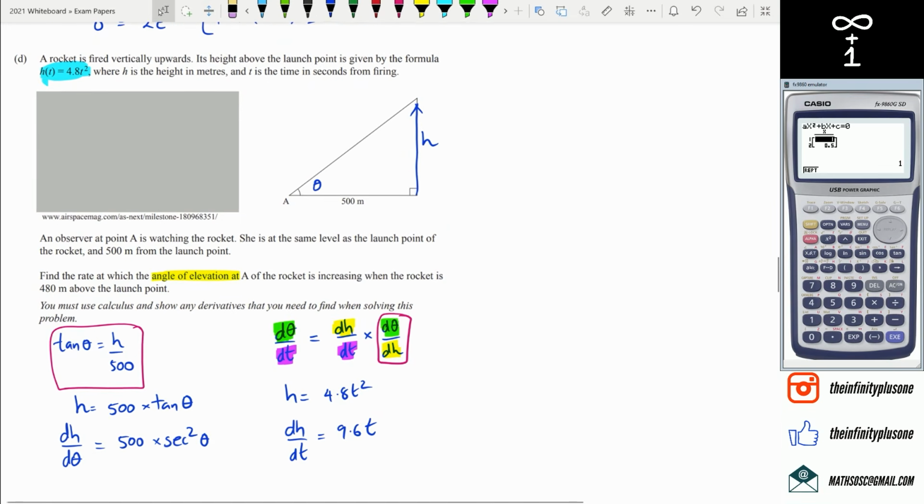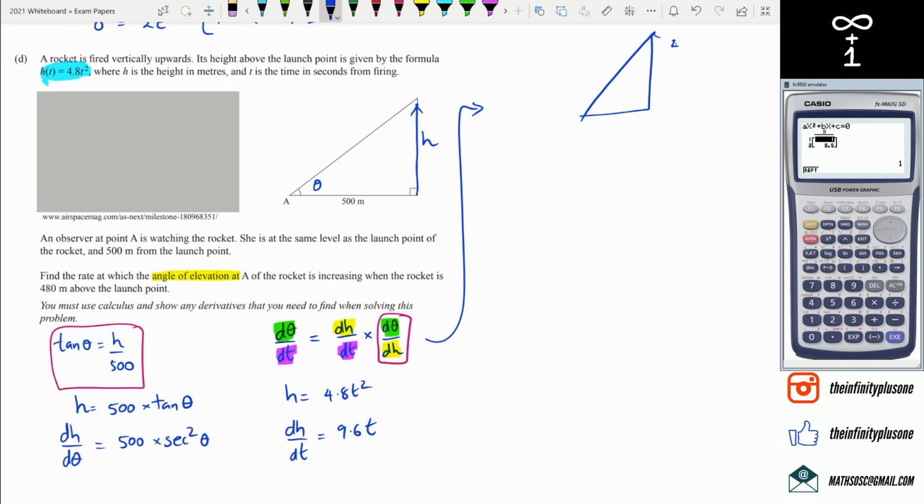So with that in mind, I'm just going to substitute everything. And what does it say? Find the rate at which, when the rocket is 480 meters above the launch point. So we do need to find theta for that, because the question is asking when the rocket is at 480 meters high, so we need to know what that theta is. We're going to go tan theta is equal to 480 over 500, so theta is equal to inverse tan of 480 over 500. What is that going to give me?